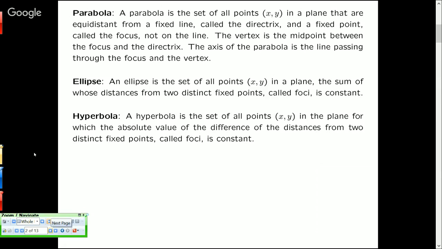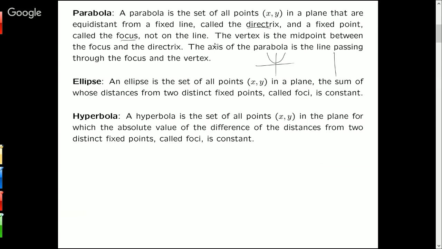Okay, a parabola is a set of all points in the plane that are equidistant from a fixed line. The line is called the directrix, and the fixed point is called the focus, and it's not on the line. Parabolas, we know what they look like. They can open up, they can open down, they can open left, or they can open right. They're just defined to be these points that are equidistant.